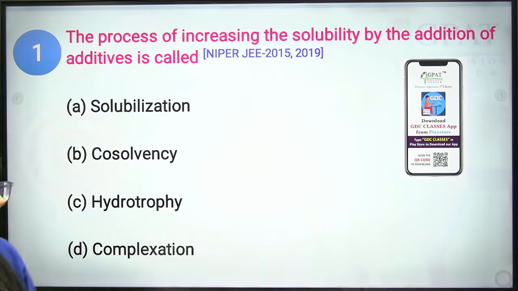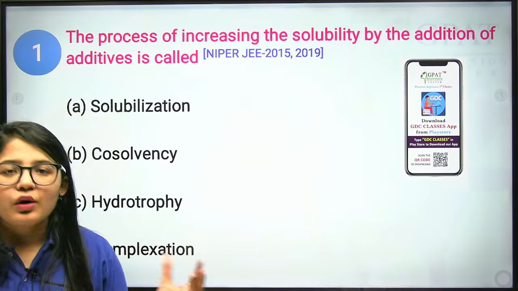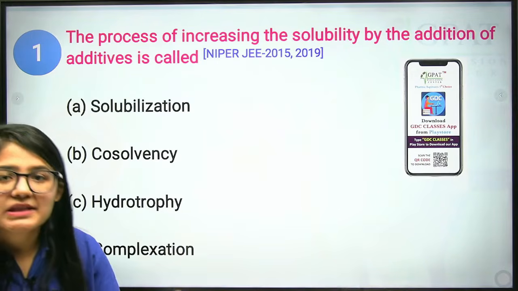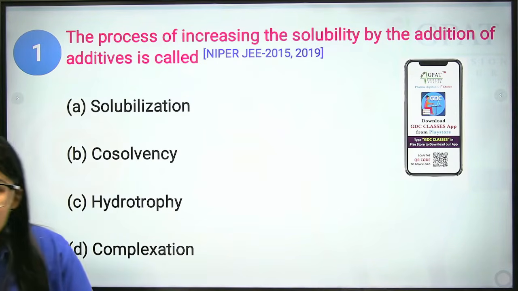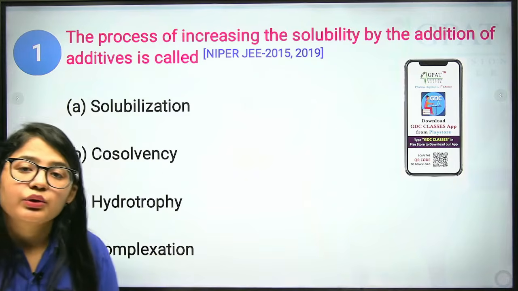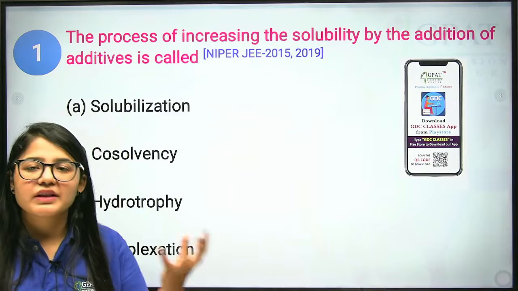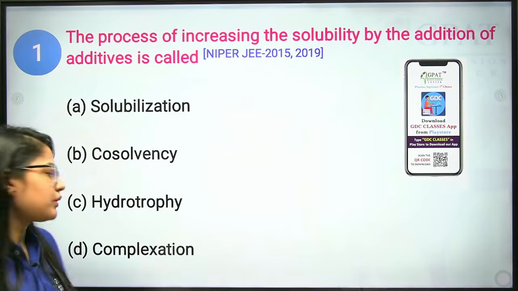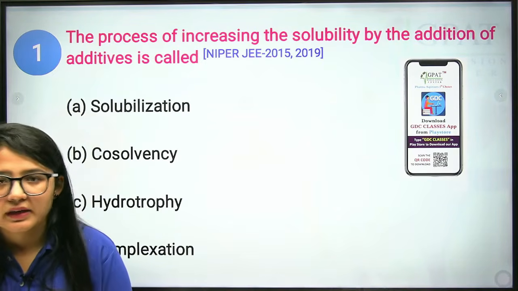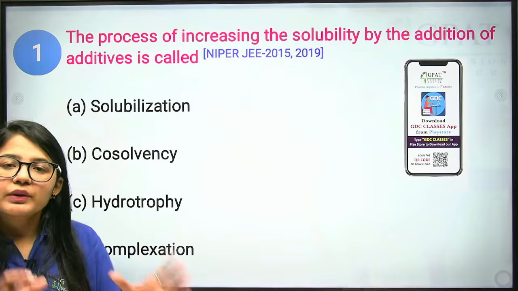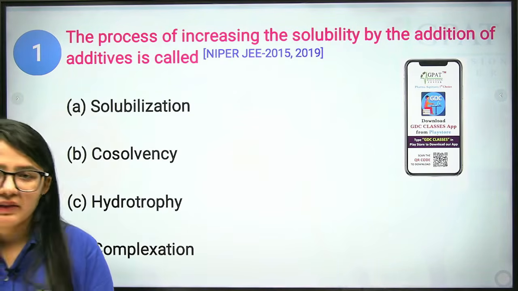And the last says complexation. Complexation is the increasing of solubility by forming a complex between a solute and another molecule. Like caffeine with sodium benzoate is known as complexation. Clear? Okay, the definitions which I am giving you, you can write down in a copy using a pen.